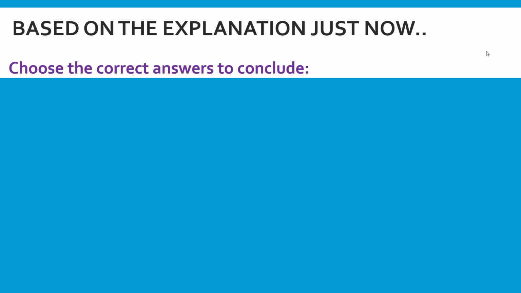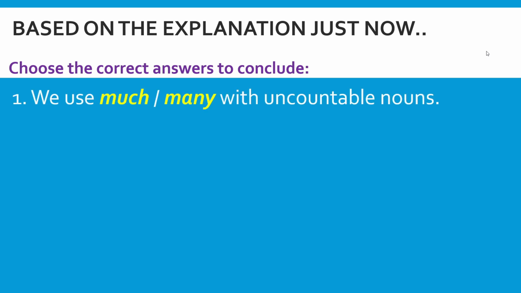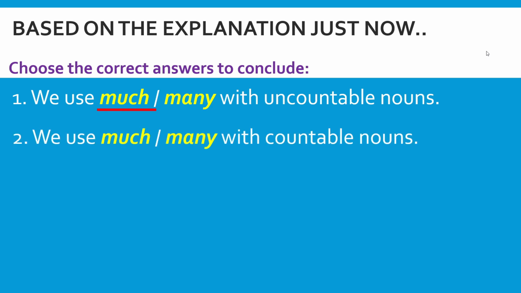Alright, so based on the explanation just now, choose the correct answers to complete each of these sentences to test your understanding. Number 1, we use much, many with uncountable nouns. So which one is the correct answer? Uncountable, remember you couldn't count, so we use much. Number 2, we use much or many with countable nouns. Anything that can be counted in terms of numbers, we can use many when it's in plural form.